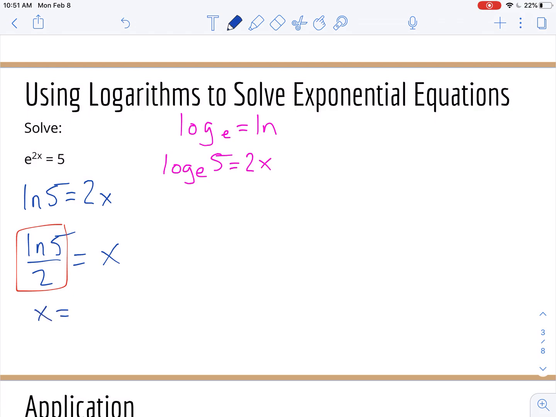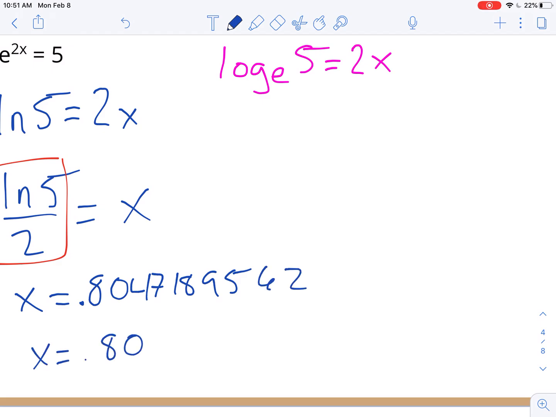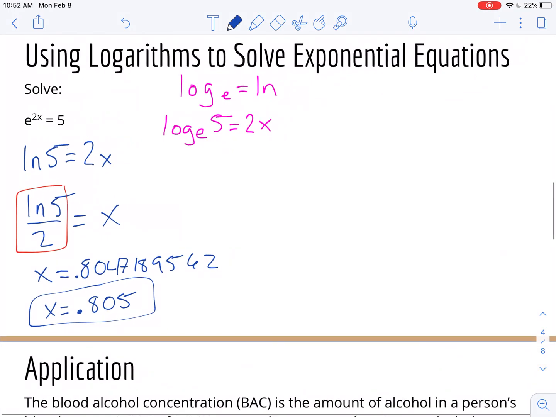Here, when you plug this in on your calculator, you're going to get x is equal to 0.804718956. Normally, I want you rounding to about 3 decimal places at the end. So x is equal to 0.805. We'll round there. That's my answer.